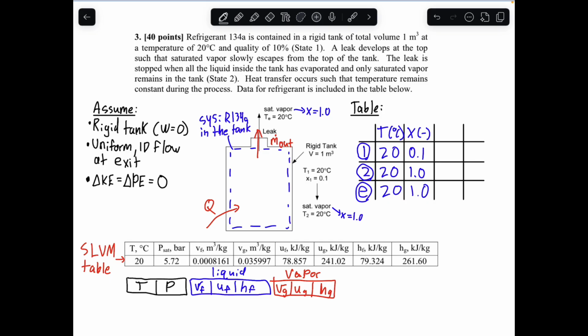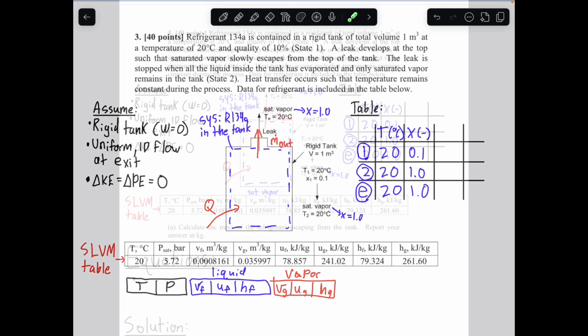We don't have anything like steady state in this case because we have some mass leaving the system. So the properties of this R134A are going to be changing over time. So we don't have steady state or anything like that. So this is basically all we need for now. And so I'll jump into the solution for part A.